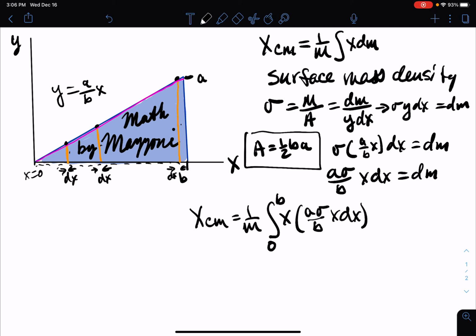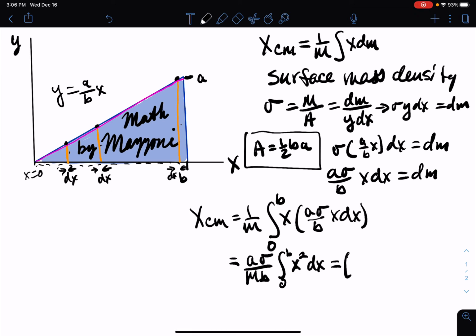Remember, b is the base, a is the height. So I think we're ready to integrate it. Maybe we should simplify it a bit. Let's move all the things that are not related to x, all the constants, out. So that's a sigma over m times b times the integral from 0 to b of x squared dx. Yeah, that works. Well, the integral of x squared dx is 1/3 x cubed.